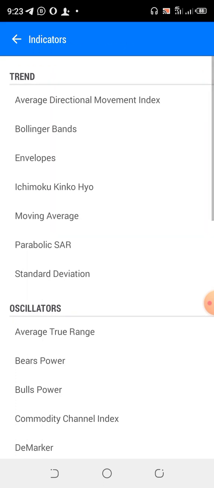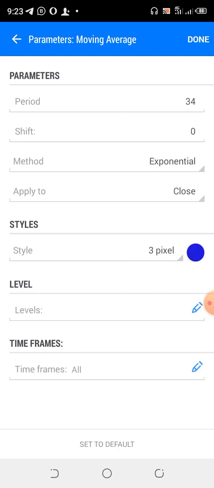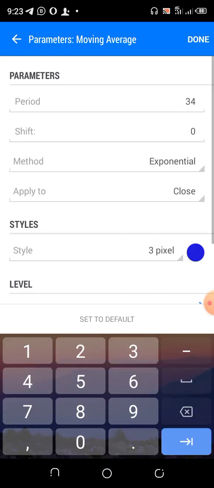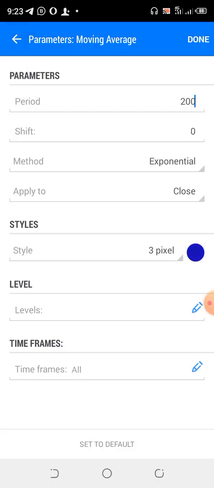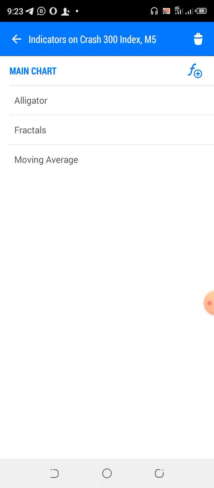I prefer adding moving average 200 to be sure of what I am doing, to identify higher uptrend and downtrend, because the 200 moving average gives me the confidence to see whenever the market crosses completely. So once I see that, I know that the market has crossed completely. So I use blue color. You can use any color of your choice. So that is the only moving average we are using on the main chart. All right, so follow it carefully.